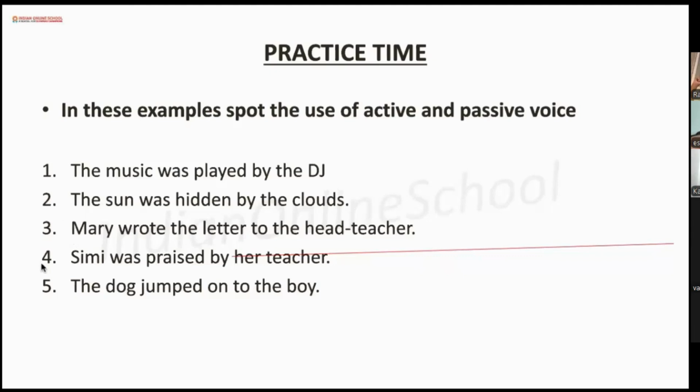Now, Kasturi, can you please tell me the fourth one? Kasturi, are you there? No? Okay. Ramesh, can you tell me the fourth one? Yes, ma'am. Timmy was practiced by her teacher. Is it active voice or passive voice? Passive. Very good.